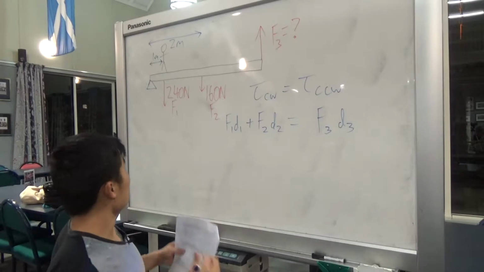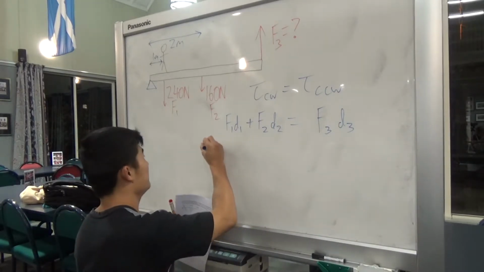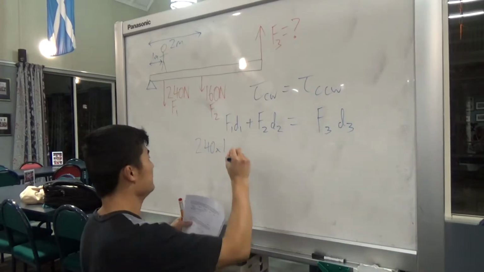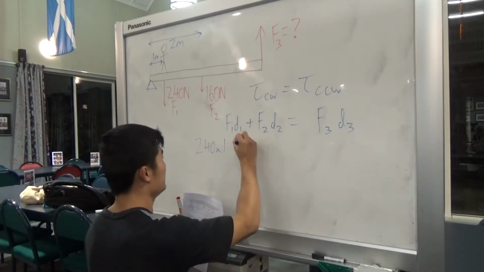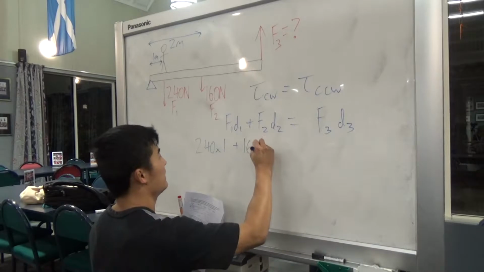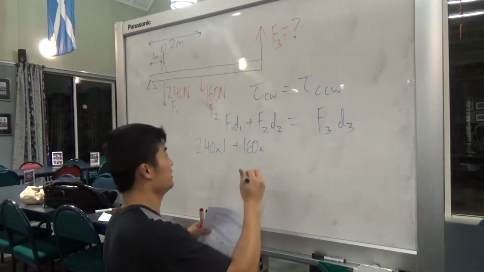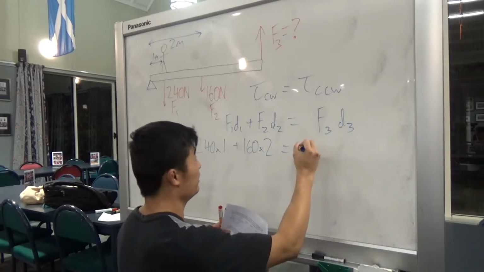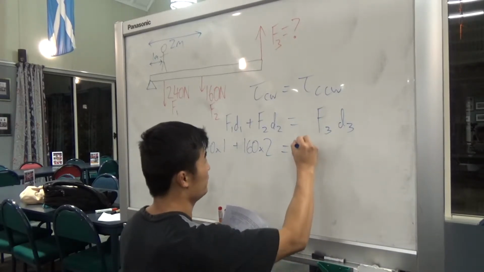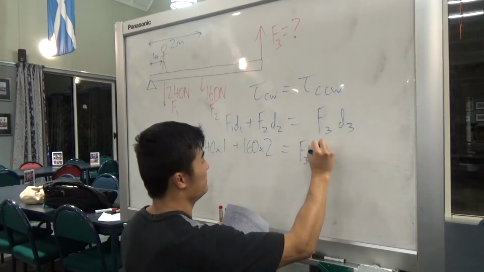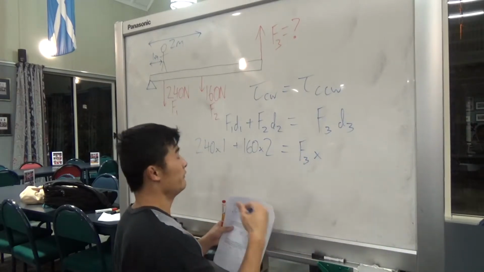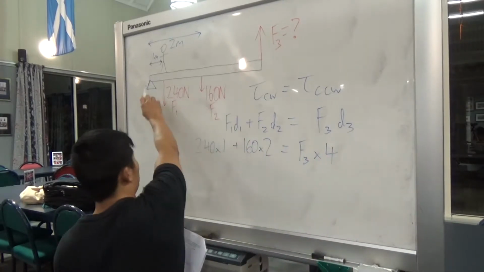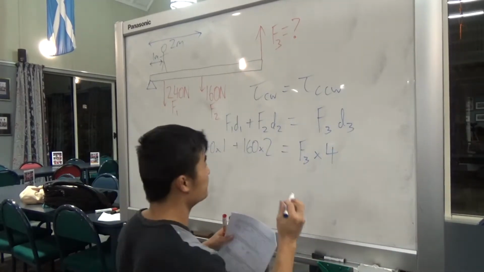Okay, so F1 is 240 times 1 d1 plus F2, which is 160 times d2, which is 2, equals F3, which we don't know. So F3 times d3, so that's going to be 4 meters because you're exerting the force right at the end, and it's 4 meters from the fulcrum.